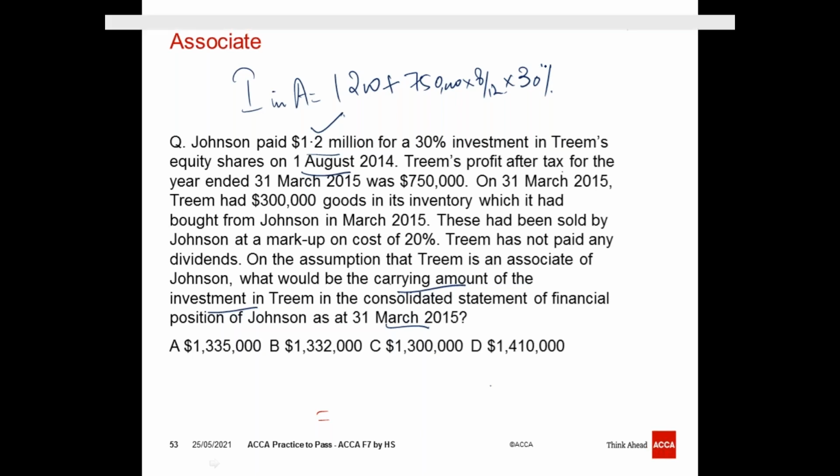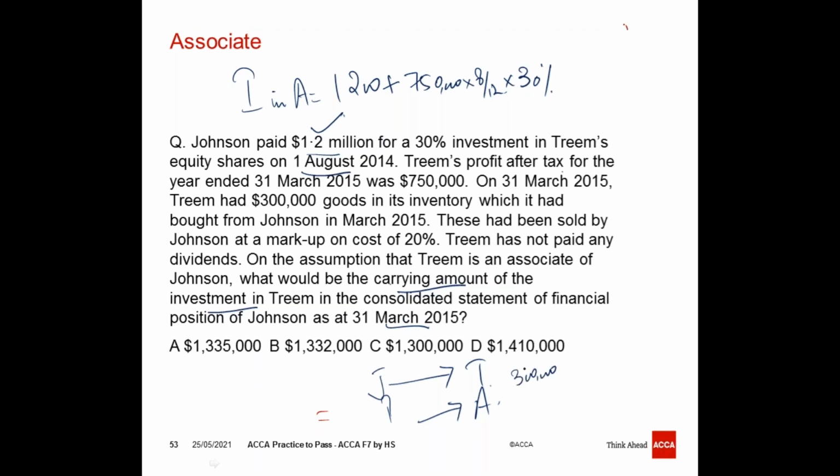Threem had 300,000 of the goods in inventory which had been bought from Johnson. Johnson sold goods to Threem, meaning the parent sold goods to the associate company. So whenever the parent sells goods to the associate company, you need to adjust the unrealized profit from the investment in associate. So 300,000 is the value of the goods that was sold by the parent to the associate company. These were sold at a markup of 20%, 20 upon 120.